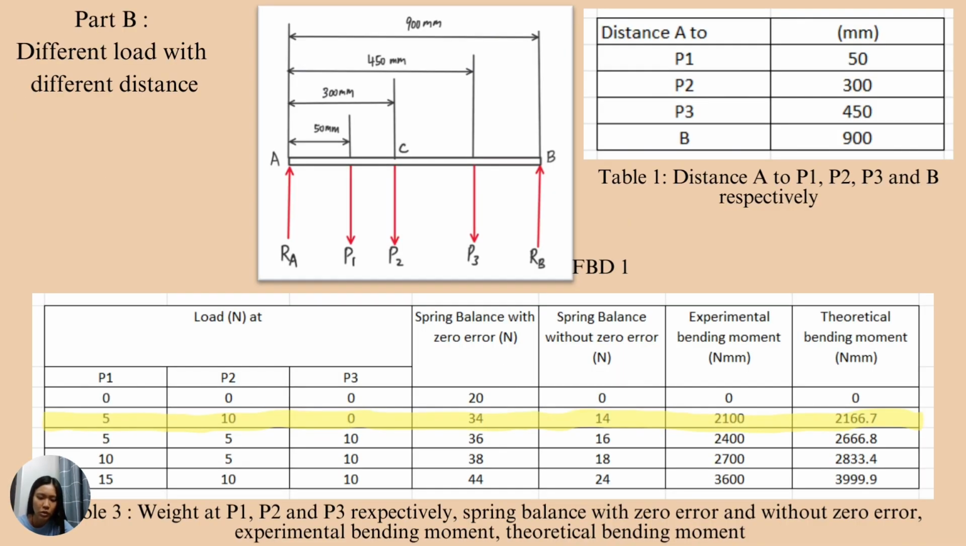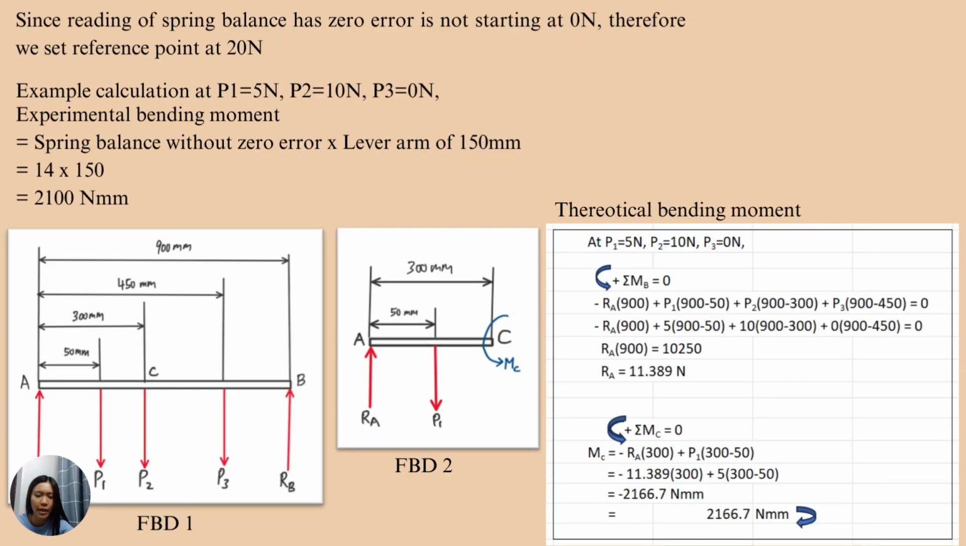Same goes for part B. At part B, we use different load with different distance. The data is tabulated as shown in tables 1 and 3. Distance A to P1, P2, P3, and B respectively is shown in free body diagram 1. The same calculation also applies in part B.